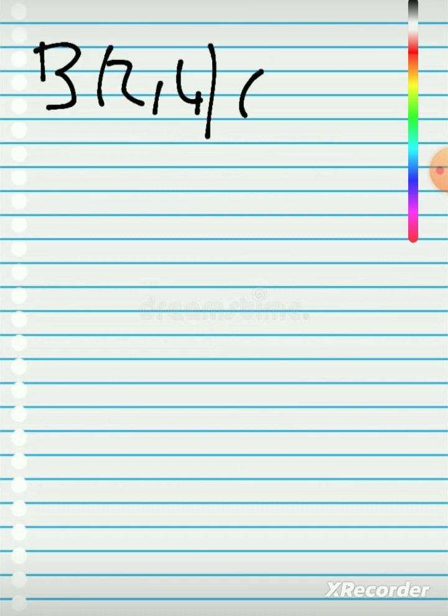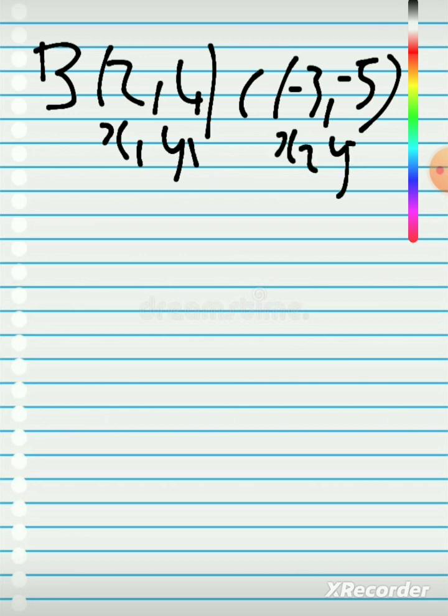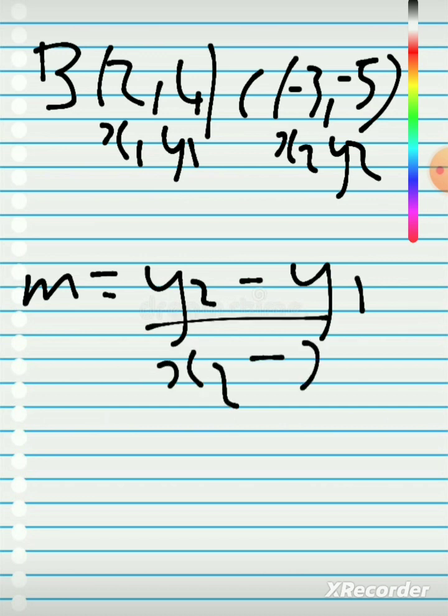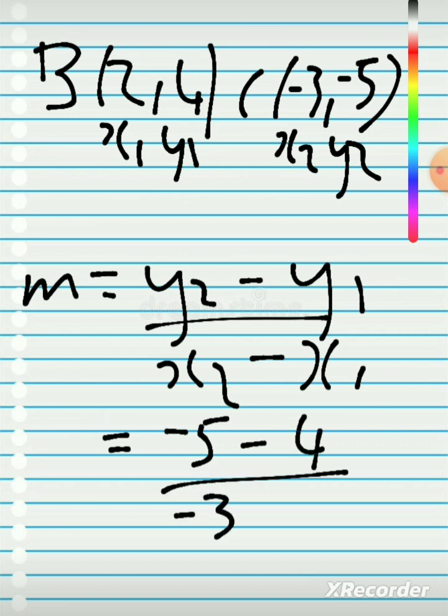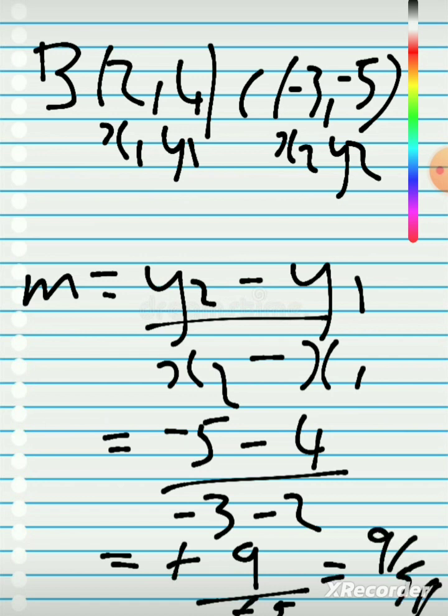Okay, we go to B, which is B having 2 comma 4 and C having -3 comma -5. x1 y1 x2 y2. So gradient is equal to y2 minus y1 over x2 minus x1. So y2 is -5 minus 4, which is y1, over x2 -3 minus 2. So -5 minus 4 is -9, -3 minus 2 is -5. So the negatives cancel so that we have 9 over 5 as the gradient.